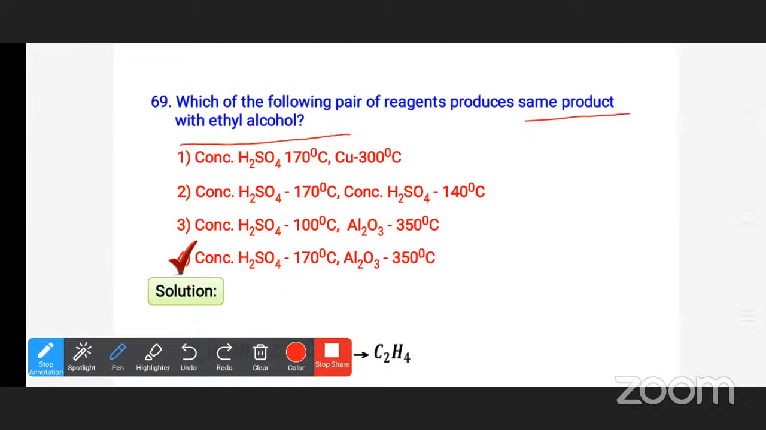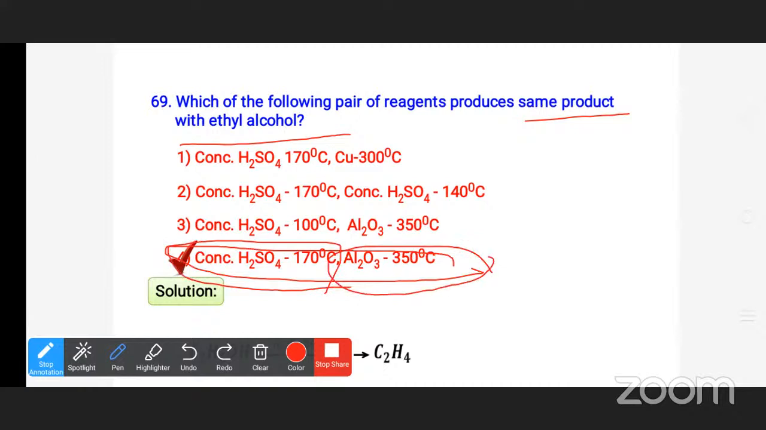Which of the following pairs of reagents produces the same product with ethyl alcohol? Concentrated H2SO4 with ethyl alcohol at 170 degrees Celsius forms ethylene, C2H4, and ethyl alcohol passed over alumina Al2O3 at 350 degrees Celsius also forms ethylene. So the fourth option is the correct option.